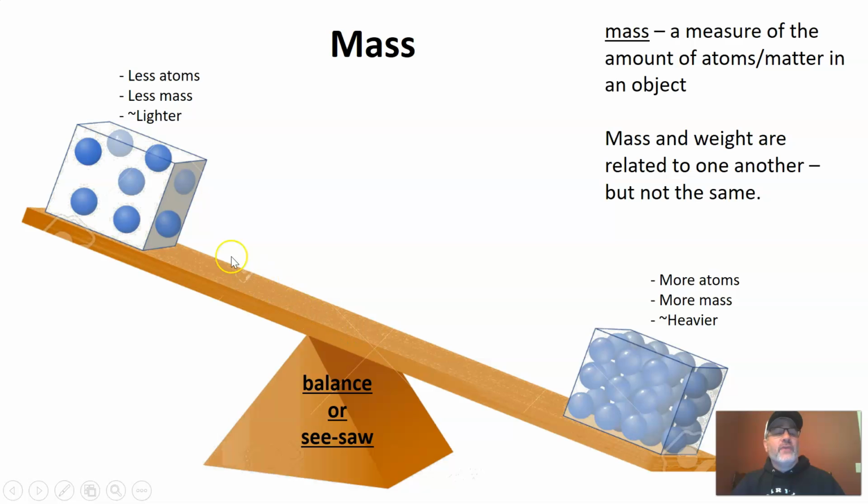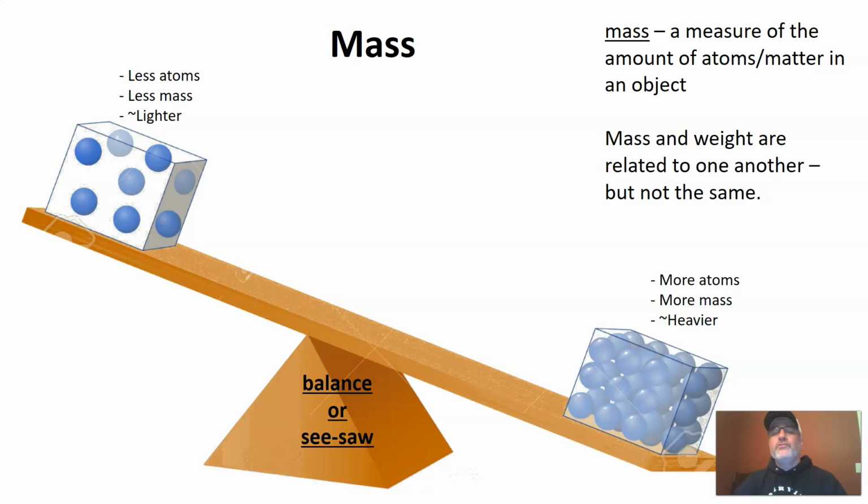If this one only has 8, and let's just estimate and say this one has 20, then we can say that this cube down here that is on the lower plank of the seesaw has more atoms, so it must have more mass. Conversely, we might look up here and say, oh, this has fewer atoms, so it's going to have less mass. Mass is a measure of the amount of atoms in an object.